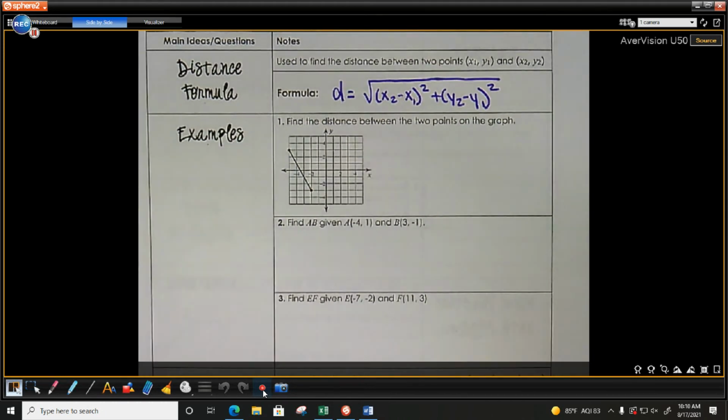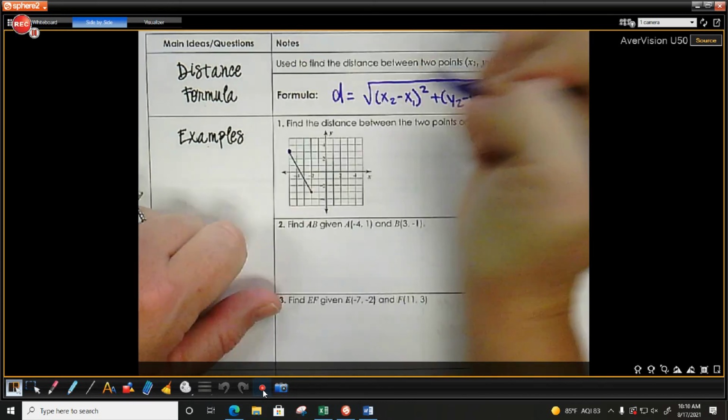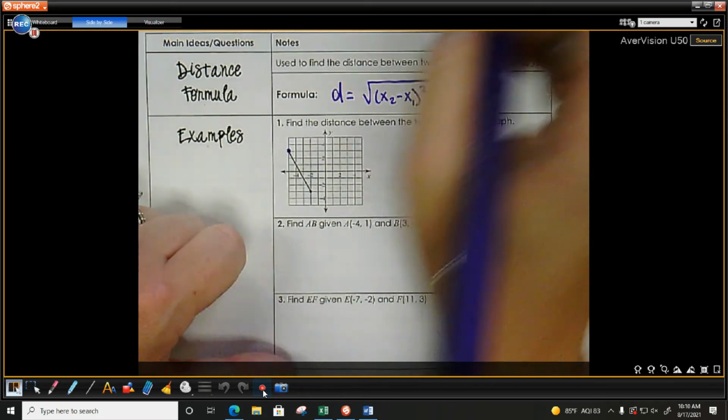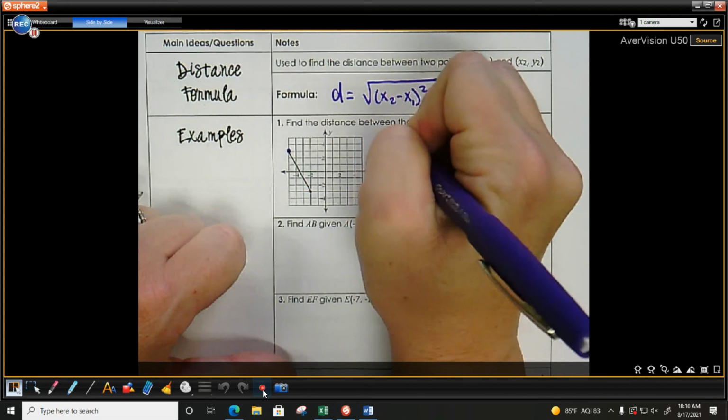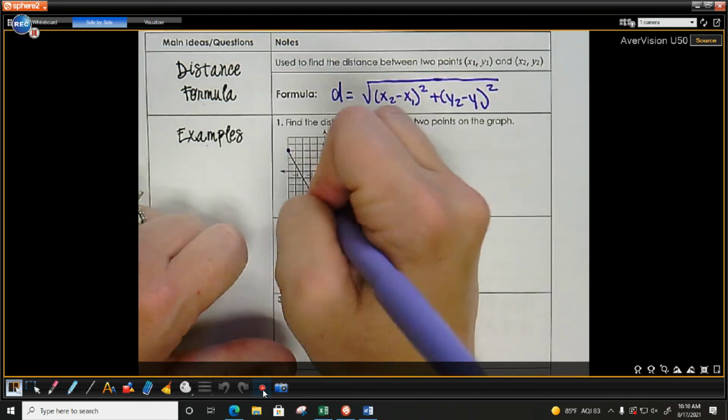It's hard to look at the graph, so we need to actually write the ordered pairs. So, what's this ordered pair right here? Negative 5, 3. Okay? What's this point right here? Negative 2, negative 3. I would label my points, guys. Label your points.